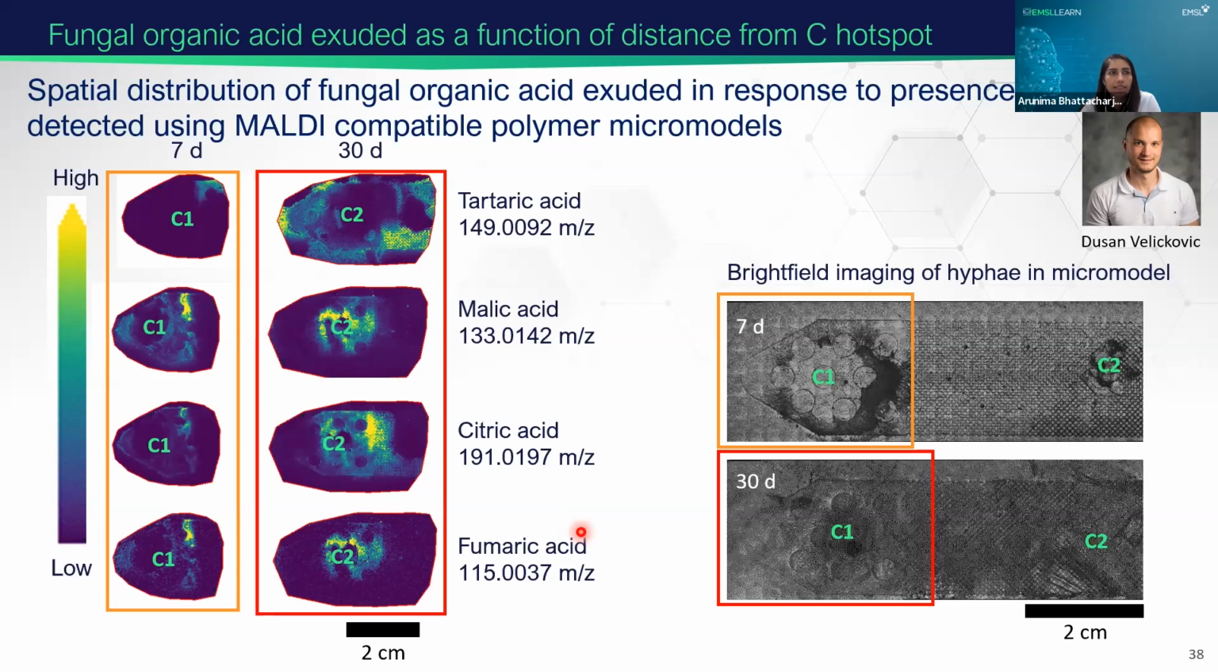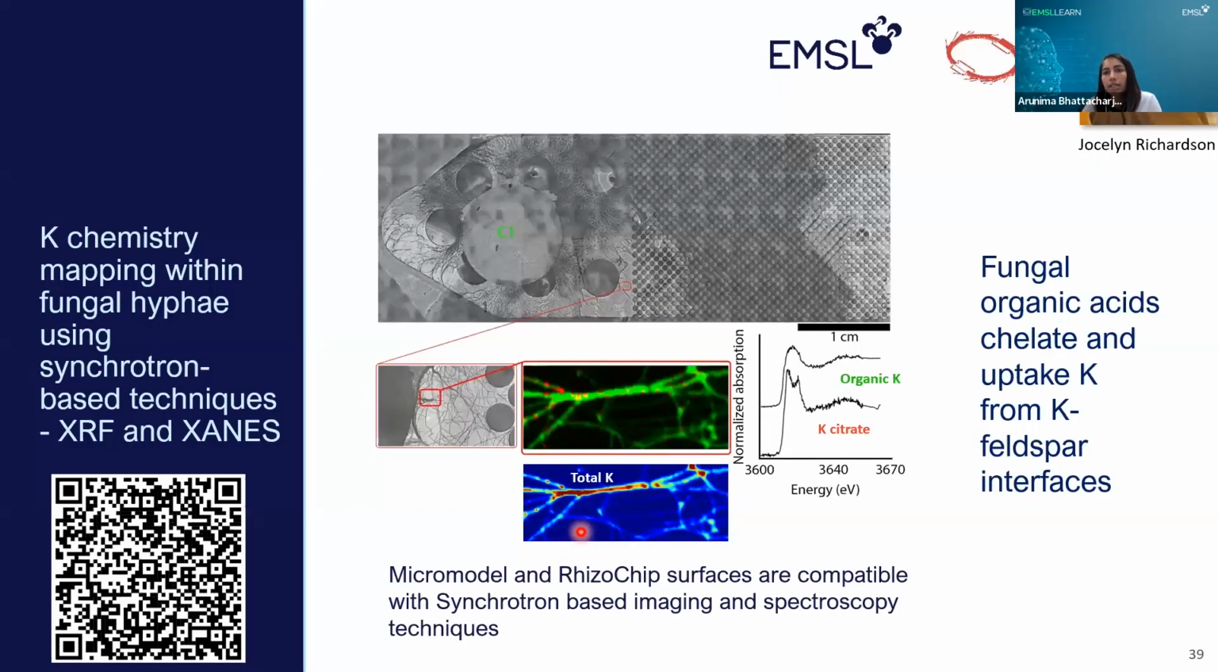So as I mentioned, these are, again, reduced complexity platforms. So how can you really arrive at that conclusion that it used these acids to uptake nutrients? For that, we collaborated with SSRL, which is a synchrotron source where we can do X-ray fluorescence imaging, and we can do some spectroscopy to understand the potassium chemistry.